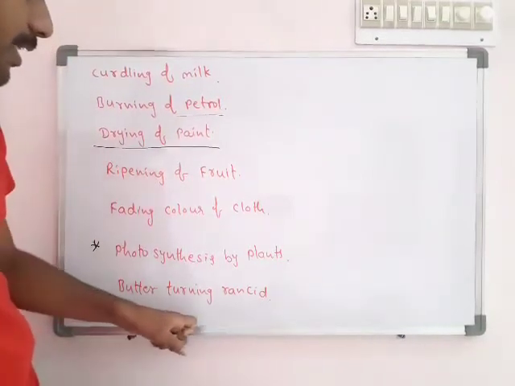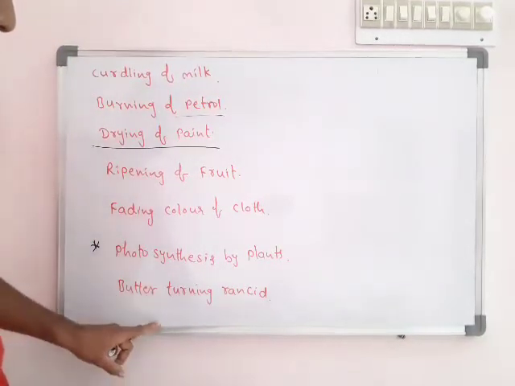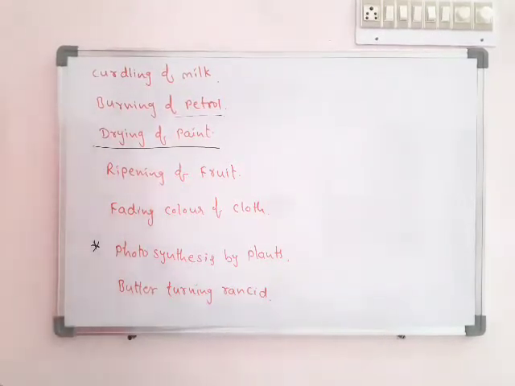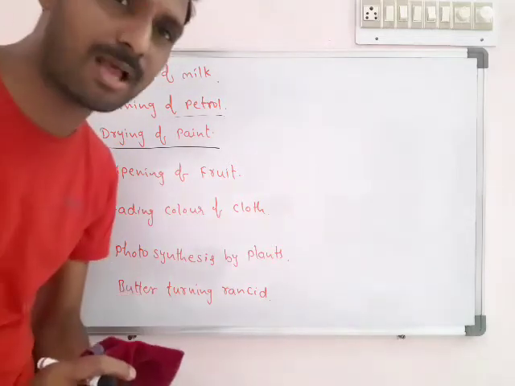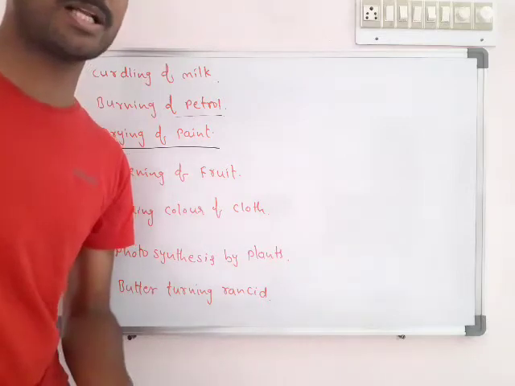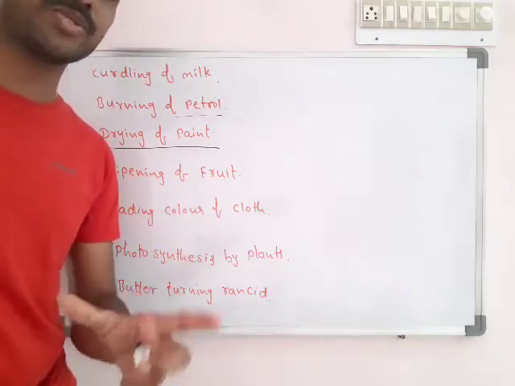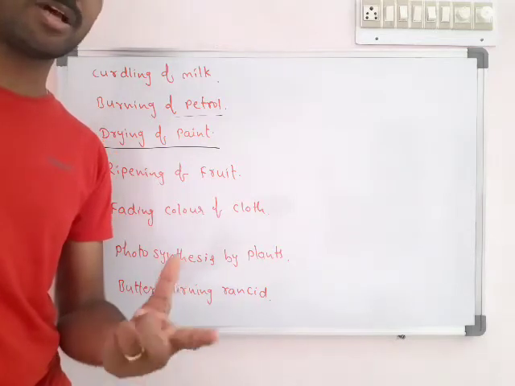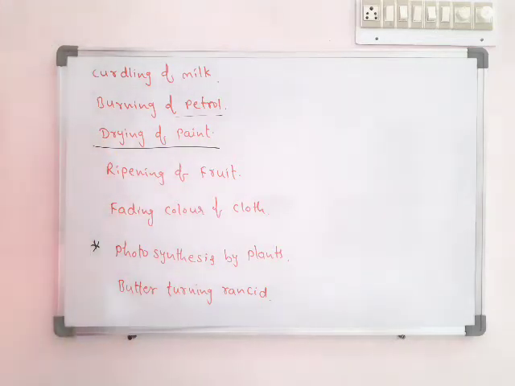So butter turning rancid is also a total chemical formula change, and it is also a best example for chemical change. So these are just given examples. In natural examples also you must observe whether a given change is a chemical change or a physical change.